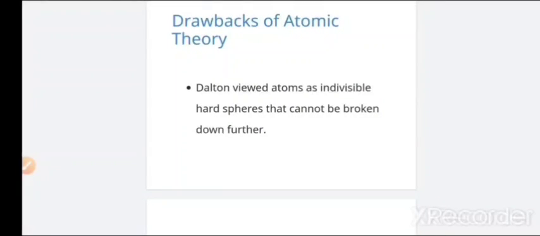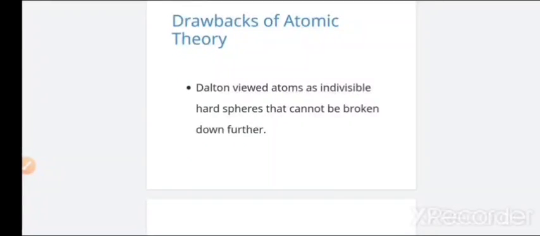That means whatever Dalton said is wrong. Dalton said that atoms are indivisible, but if atoms are divisible, then it is wrong. These are the drawbacks of atomic theory. First one is Dalton views atoms as individual hard spheres that cannot be broken down further.